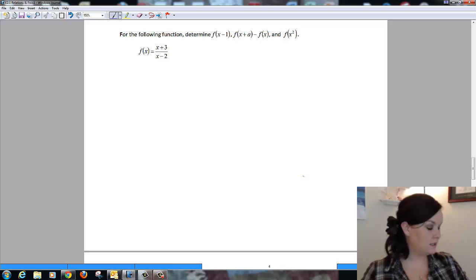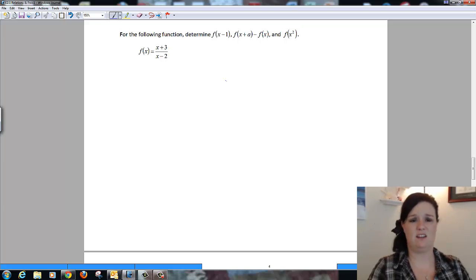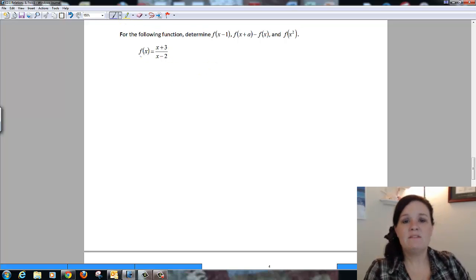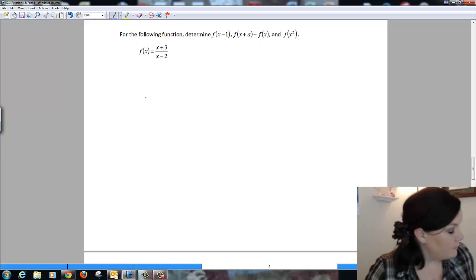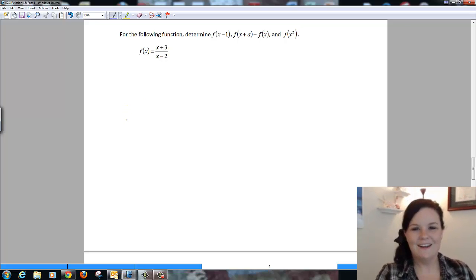Okay, let's look at this one. Now, if you write big, you're going to want to write small on this one because it requires a lot of working out space. So I'm given this rational function, and I want to determine f of x minus 1, f of x plus a minus f of x, and f of x squared. Okay, so I'm going to go ahead and do the two easy ones first because I've already worked this out. So I'm going to do f of x minus 1.